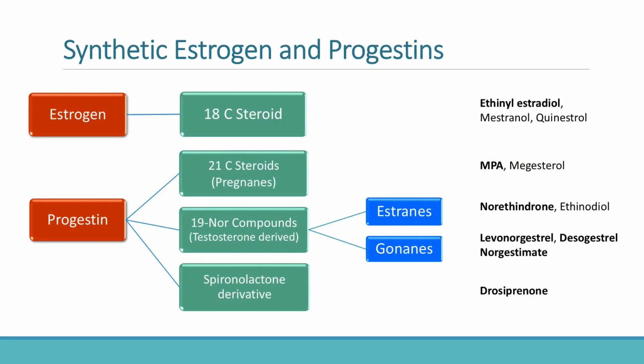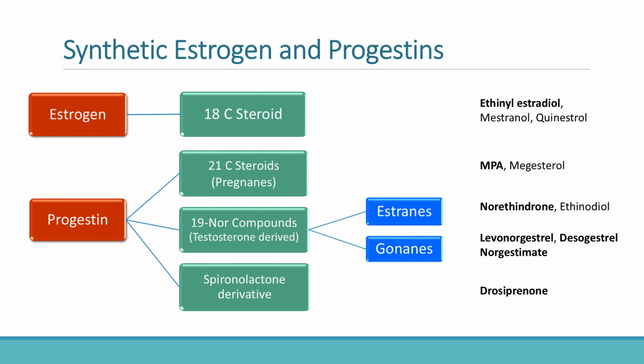This slide summarizes the classification of synthetic estrogens and progestins. Ethinyl estradiol remains the prototype synthetic estrogen in many combined oral contraceptives. Progestins may belong to pregnanes, estranes, gonanes, or spironolactone-derived compounds. Older estranes such as norethindrone possess relatively greater androgenic activity.